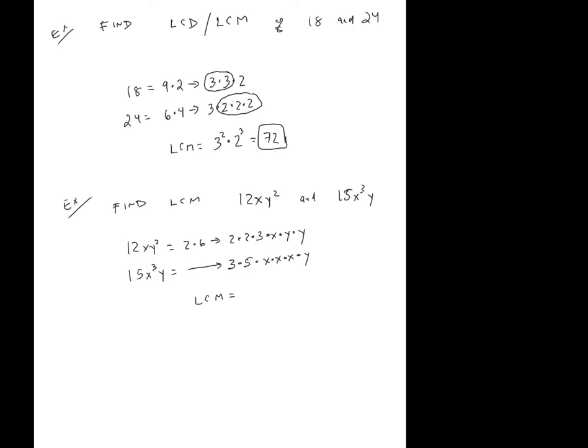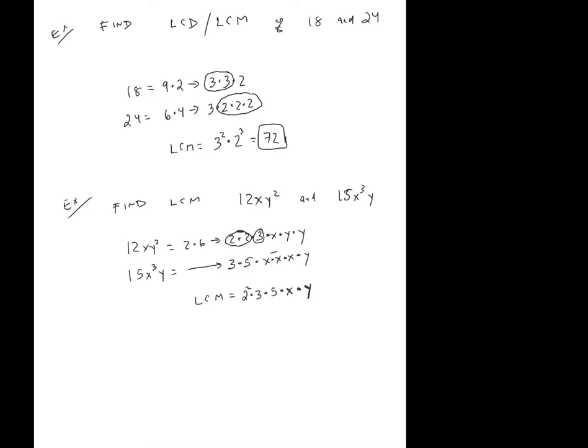What are the different factors? Well, we see a 2, we see a 3, we see a 5, we see an x, and we see a y. It has to have all the different ones. Now we just take a look at how many times we see them. 2 is seen twice. It's got to be 2 to the power of 2. 3 is seen once on the top and once on the bottom, so it's just 1. 5 is only seen once, so it's just 1.